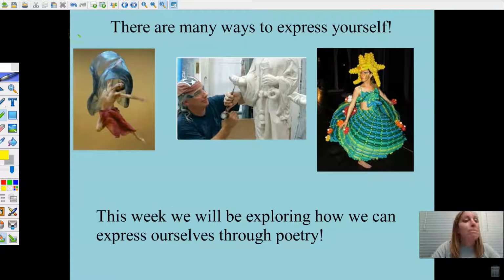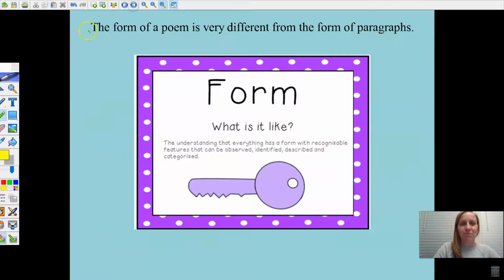All right, there are many ways to express yourself. You can see this dancer, this sculptor, even in the ways that you dress is a great way to express yourself. This week, we'll be exploring how we can express ourselves through poetry. Everyone say poetry. Poetry is similar to the word poem. Same thing. Poetry, poems.